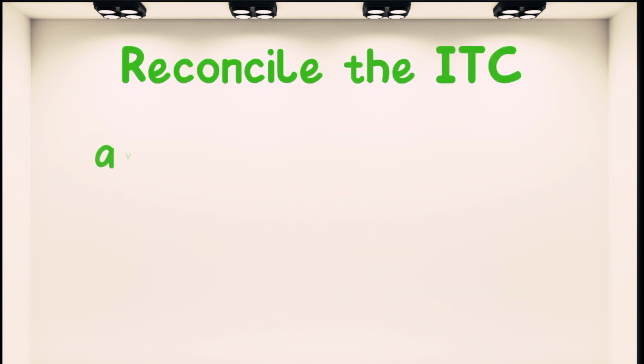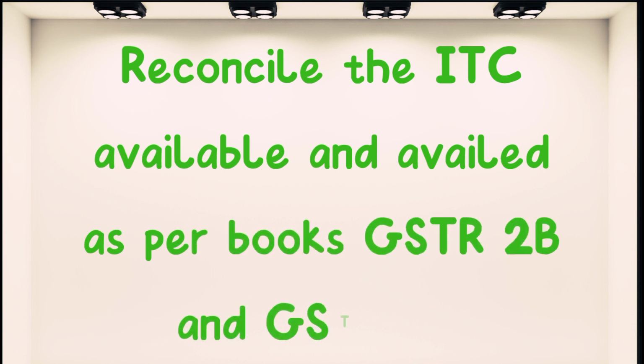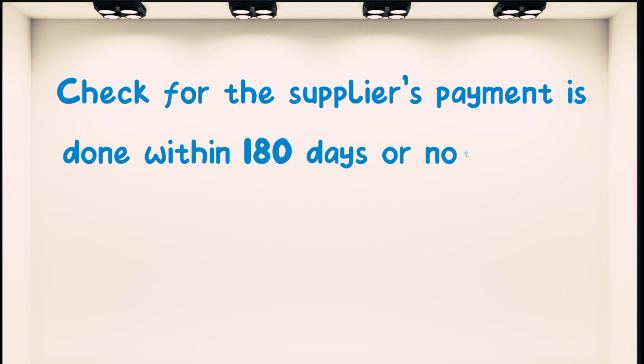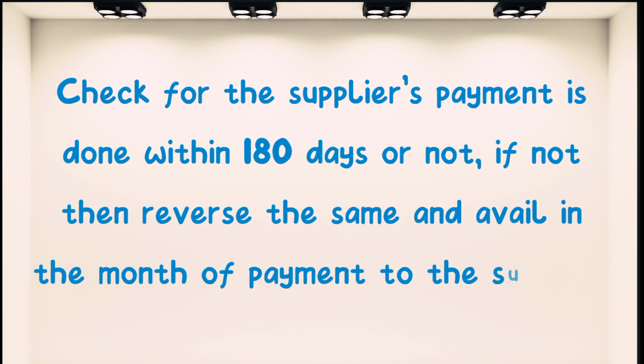Reconcile the ITC available and availed as per books, GSTR-2B and GSTR-3B. Check whether the supplier's payment is done within 180 days or not. If not, then reverse the same and avail it in the month of payment to the supplier.